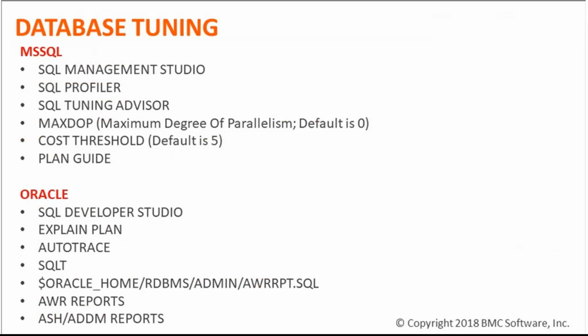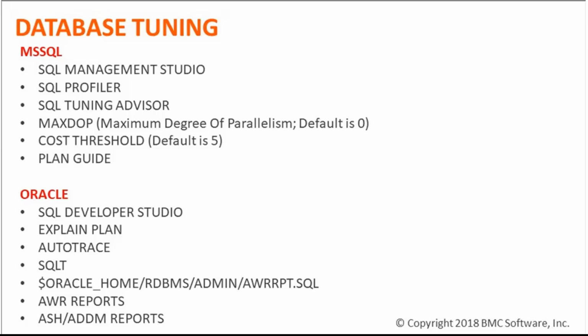We can try and tune the SQL by creating indexes, etc., and see if we can get better execution plans. In the database itself, we have other options like SQL Profiler, the SQL Tuning Advisor. There are a couple of knobs we can tweak. Something called MAXDOP, which is the maximum degree of parallelism. The default value is 0, and the cost threshold, and I'll get to this in more detail. Something called the plan guide.